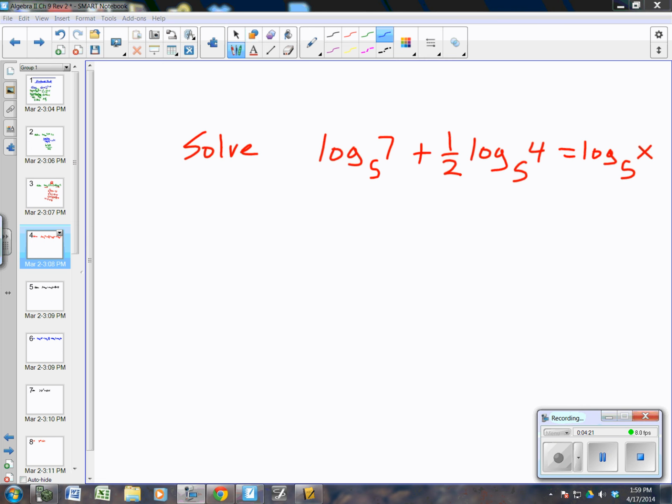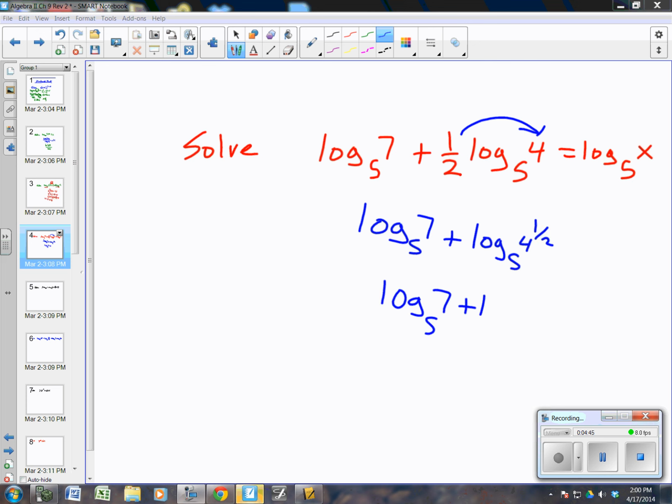Okay, excellent job. Hey, by the way, just to make sure you guys understand, we had to use the power property to bring that up. So we had log base 5 of 4 to the 1/2 power. Now, we just discussed when we were doing that quiz trade activity, 4 to the 1/2 power is what? 2, because it's really asking for the square root of 4, right? So I have log base 5 of 7 plus log base 5 of 2. I'll just write that down over here because some people at home might not remember that. 4 to the 1/2 power is the same thing as square root of 4, which is 2.